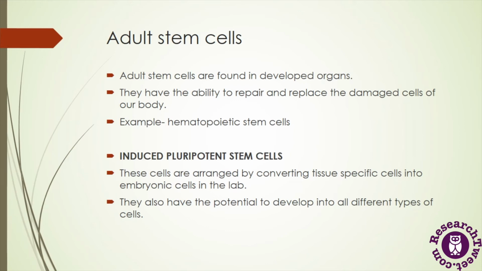Now another type is induced pluripotent stem cells. So these cells are made by converting tissue specific cells into embryonic-like cells in the lab. So basically they are not naturally found in our body, they are produced in the lab, and they also have the potential to develop into all different types of cells. So that's why they are used for the testing of various drugs and also used for the treatment of different types of diseases.